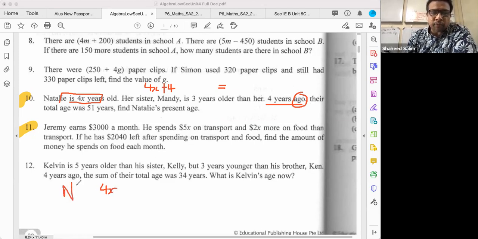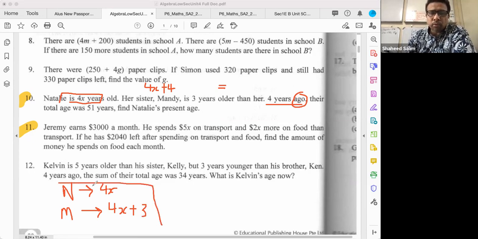Okay, Natalie's age is 4x. Now her sister Mandy is 3 years older. So it will be 4x plus 3. This part, are you okay? Now, this is now. We look at now, 4 years ago. 4 years ago, we need to minus 4.